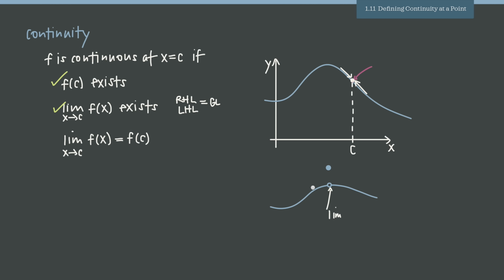That's the limit because the left-hand limit coming in from here and the right-hand limit coming in from here, the graph is approaching this point. But the value of the function f of c is up here. So this here is the limit as x approaches c of f of x, whereas this value up here is f of c. And so they're not equal to each other. That's when you violate that last condition.